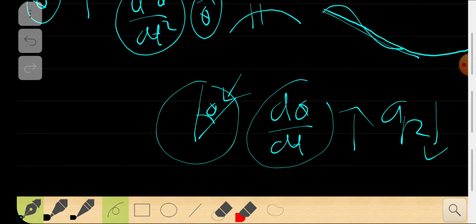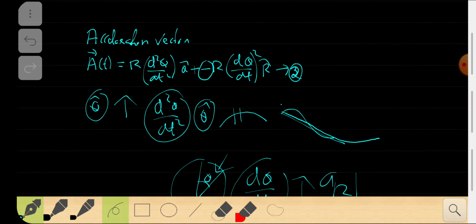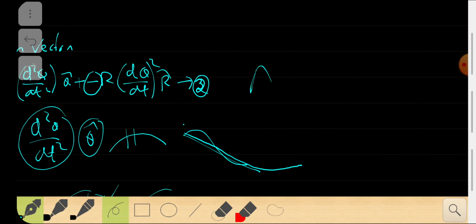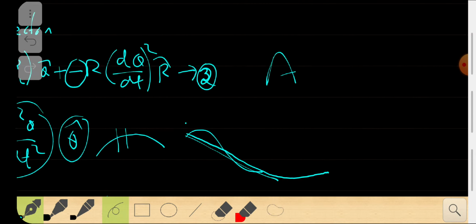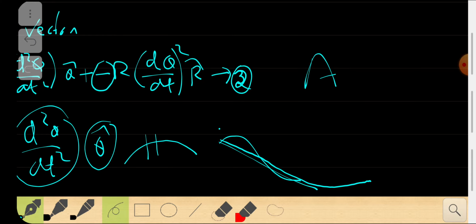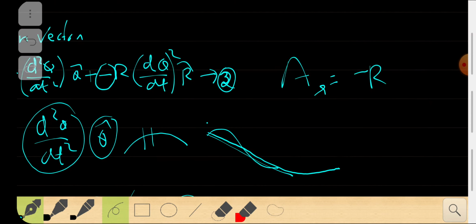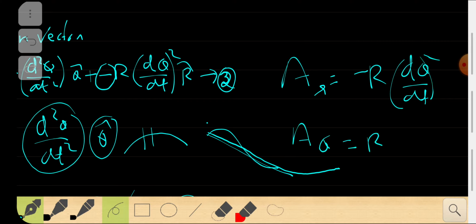So that's what it is doing. It's the same thing that we have discussed. And we have also found out that the individual components can be mentioned here. If you want, you can write down a of r, the radial vector in the r cap direction, will be minus r d theta by dt. That's the individual components. And a of theta, I'm writing this for a reason, d square theta by dt square.